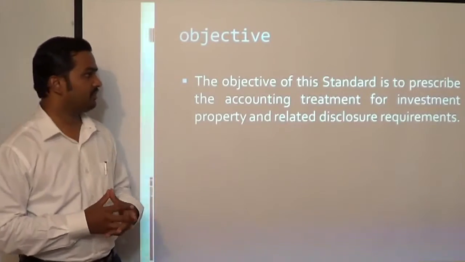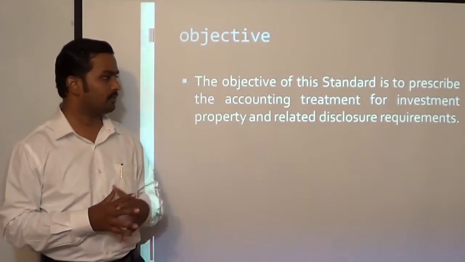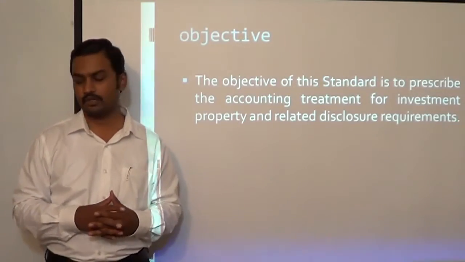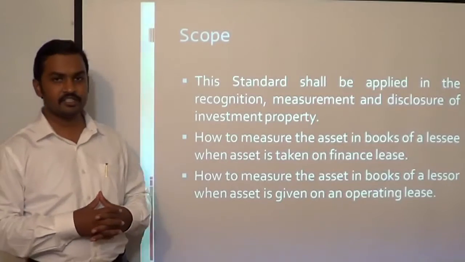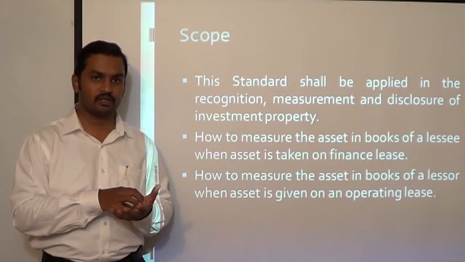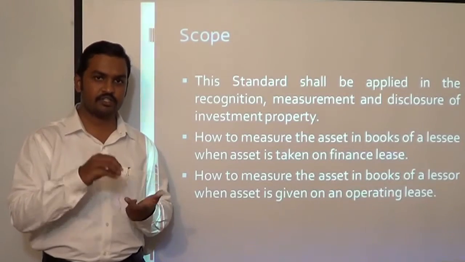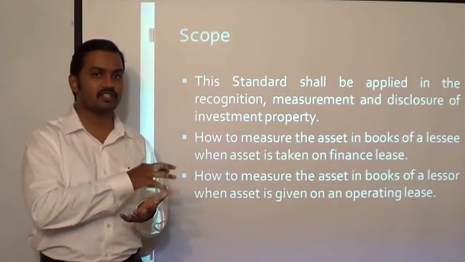Now, what is the objective of the standard? The objective of the standard is to prescribe accounting treatment and disclosure requirements for investment properties. Okay. Scope of the standard. The standard shall be applied in recognition. So when to recognize investment property in our books of account as an asset, initial recognition, subsequent measurement, disclosure requirements. This is the scope of the standard.